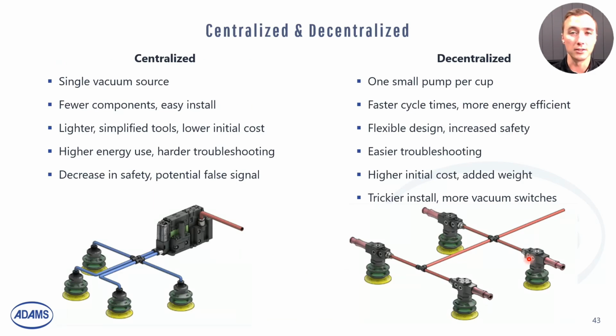Another big consideration while designing a vacuum system is whether you want it to be centralized or decentralized. The centralized solution is what you see on the left here. It's a single vacuum source that feeds multiple cups or multiple tools that are doing the work and holding the part. So these are going to be easier to install.